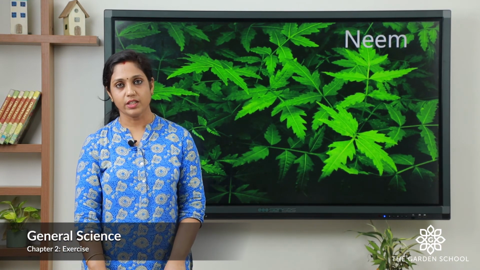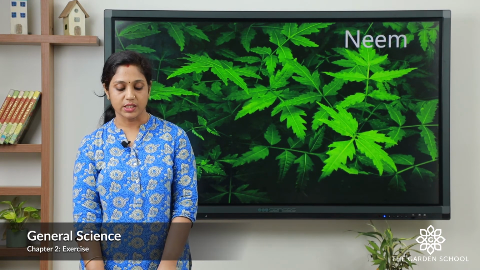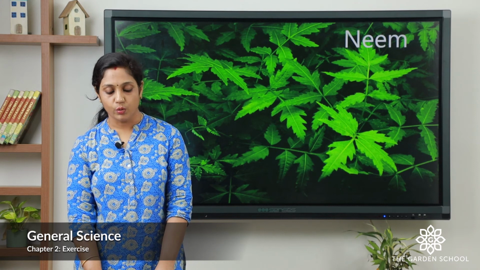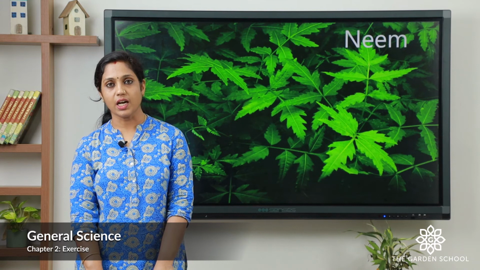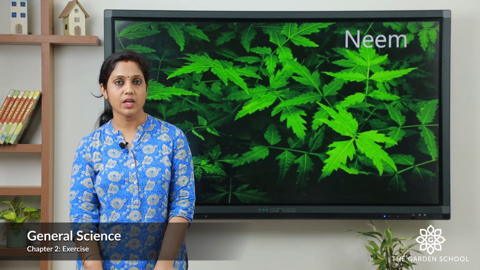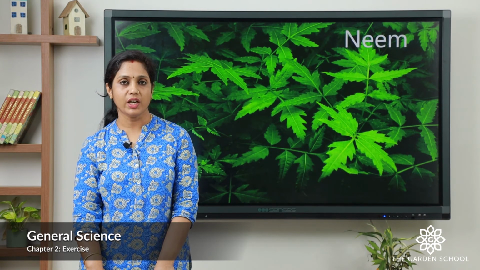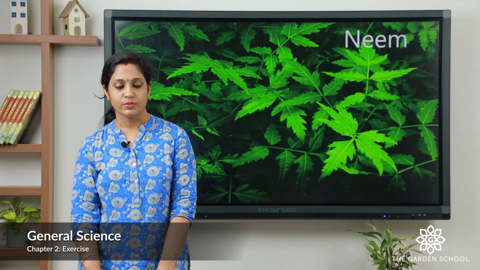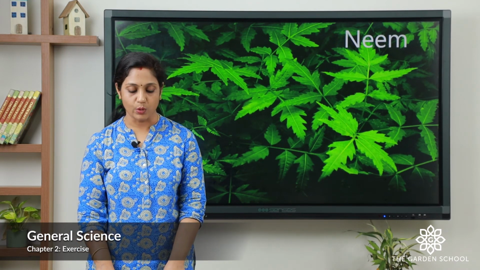Page number 18. Here you can see a value-based question. What is that? Write in your own words how animals will be affected if many trees are cut. What will happen to the animals if many trees are cut? In your own words, what do you feel? You can write it down there. Next question. It is an activity zone. So let's see what it is.